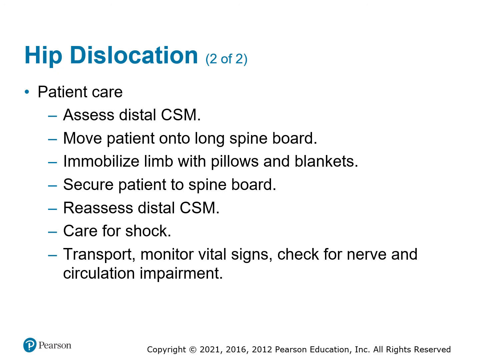Again, as always, assess that distal CSM prior. Move the patient to the long spine board. Immobilize the limb with pillows and blankets. So you're basically using the spine board as your splint. You're padding the voids and trying to lock that limb into place utilizing the pillows and the blankets. Secure the patient to the spine board and then reassess that CSM. With any hip or pelvic injury, be prepared for shock because of the blood loss. Transport, monitor those vital signs, and make sure to get baseline vitals so that you can monitor a little bit easier for the signs of shock. And then check for any nerve or circulation impairment. Communicate any of the findings that you may have when you give your radio report to the hospital.